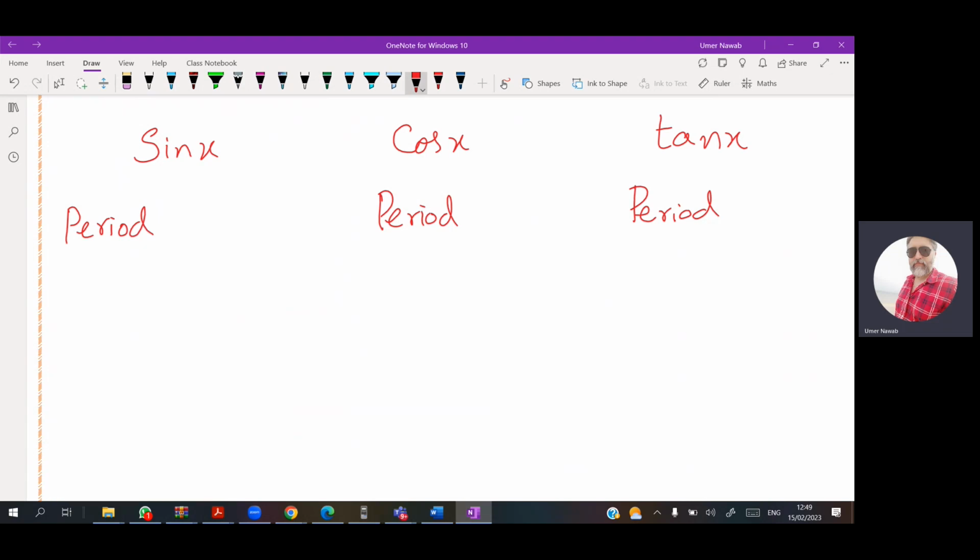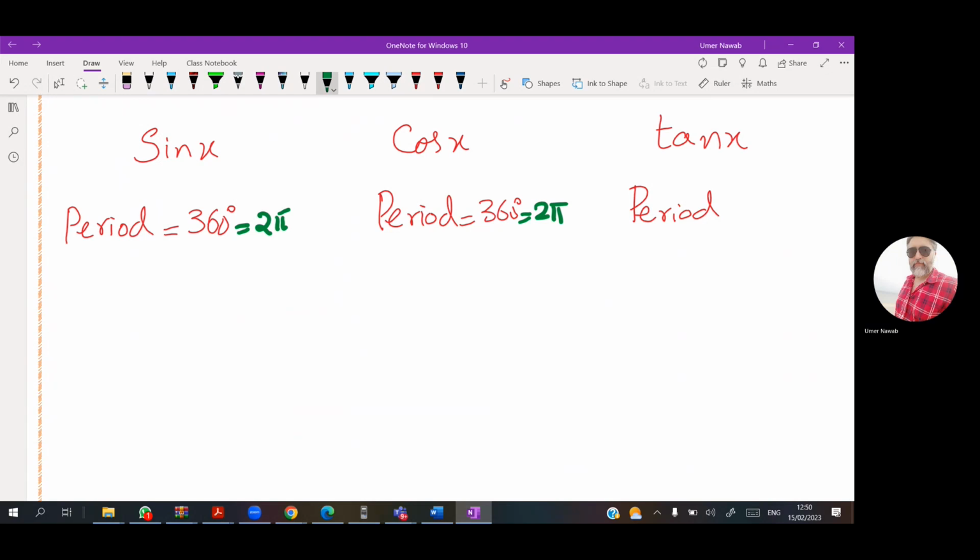So sine x repeats itself after every 360 in degrees, or in radians, it is 2 pi. Same thing goes for cosine. The period of cosine is 360, but in radians, it is 2 pi. The tan graph, its period is not 360, it's 180, but in radians, it is pi.